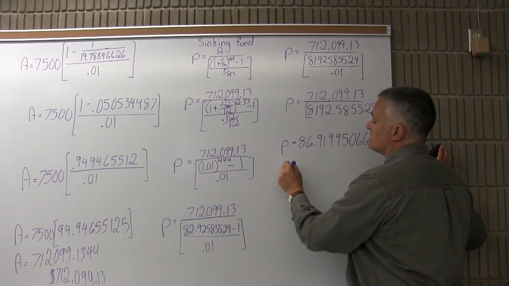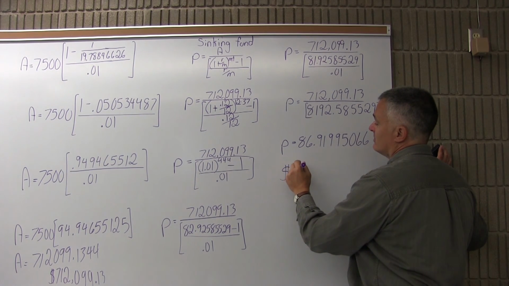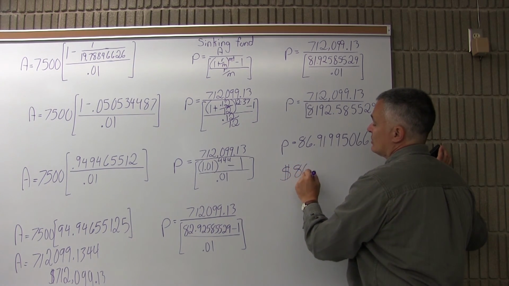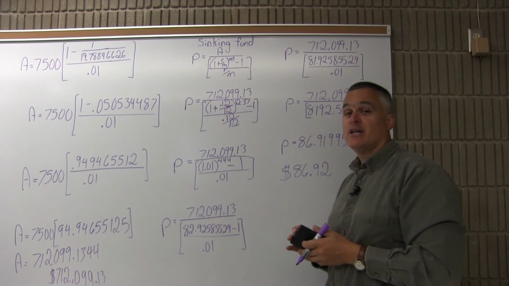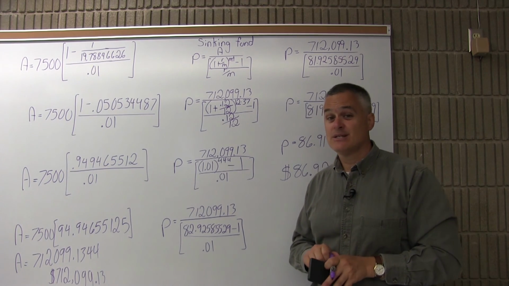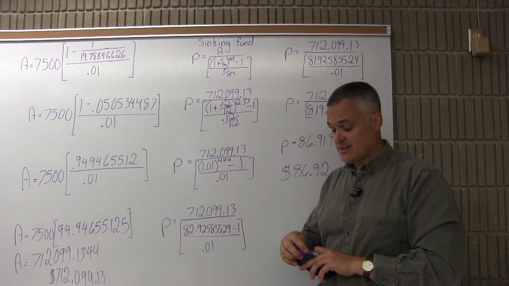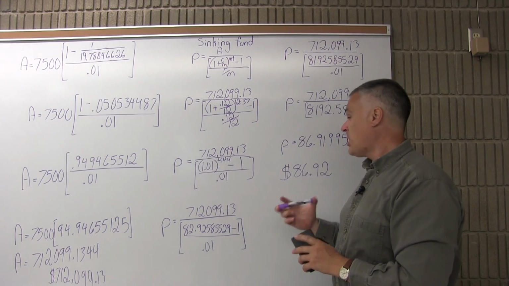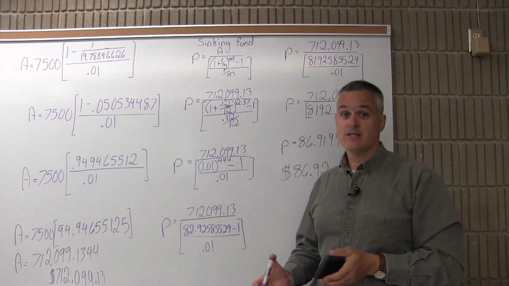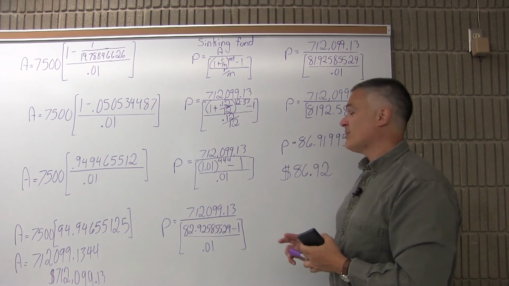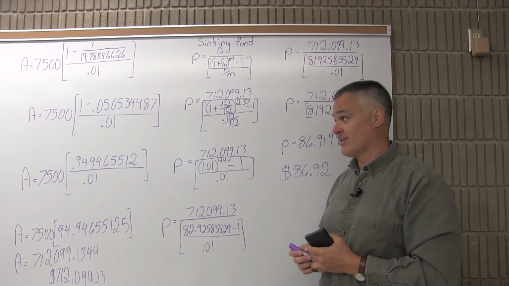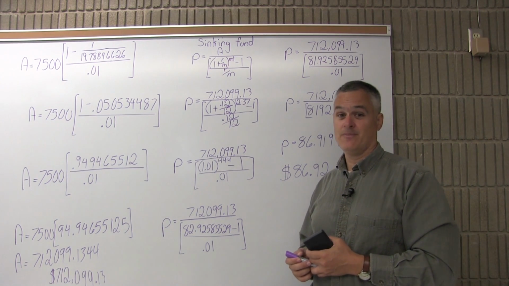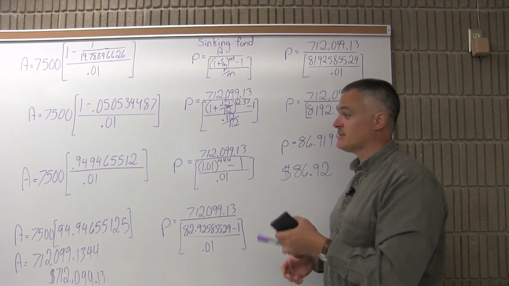So it comes to an almost unbelievably low value of $86.92. So if starting at age 28, Alan saves $86.92 every month until he retires at age 65, he'll be able to pay himself $7,500 a month until he's 90. So that's impressive, but again, it's because of the interest.